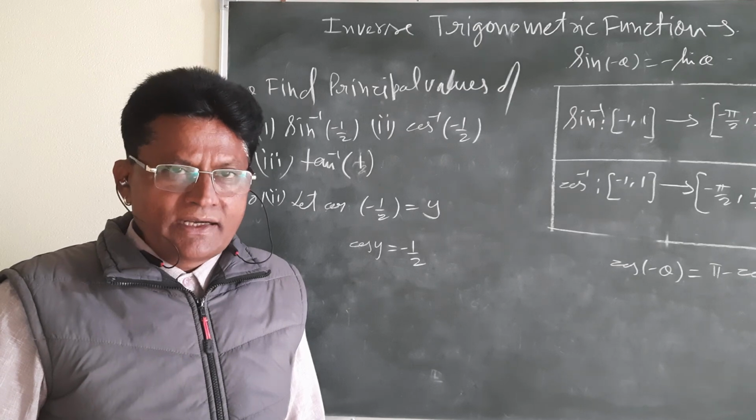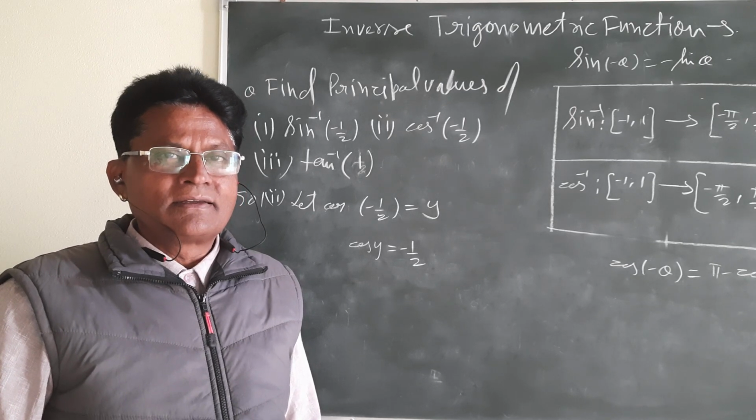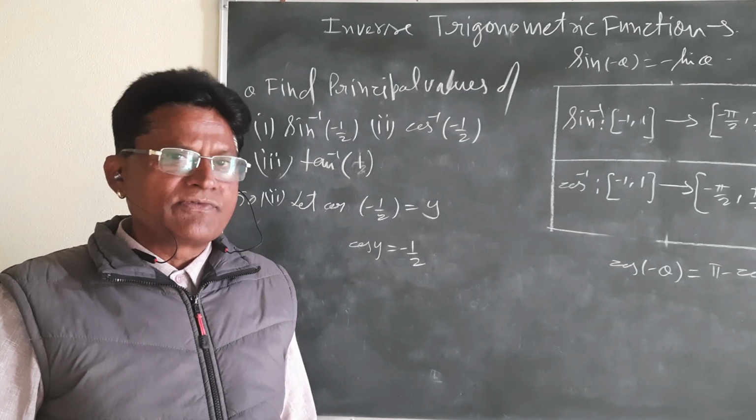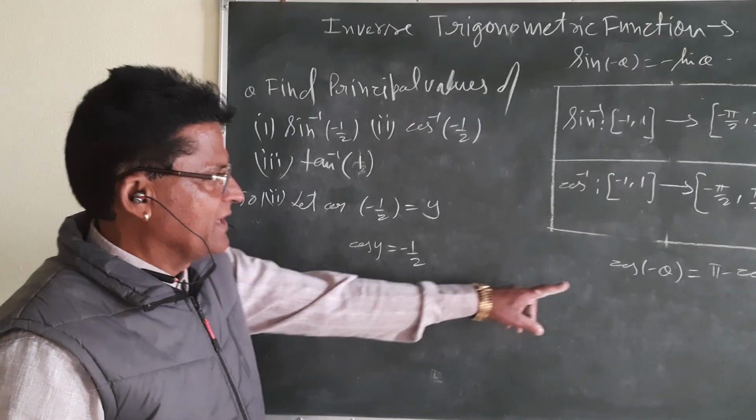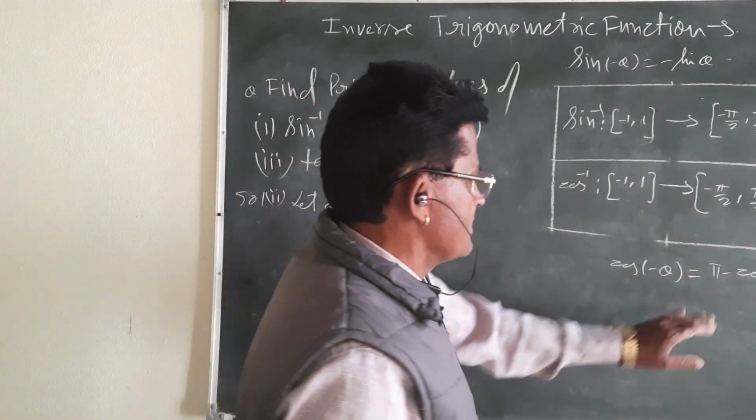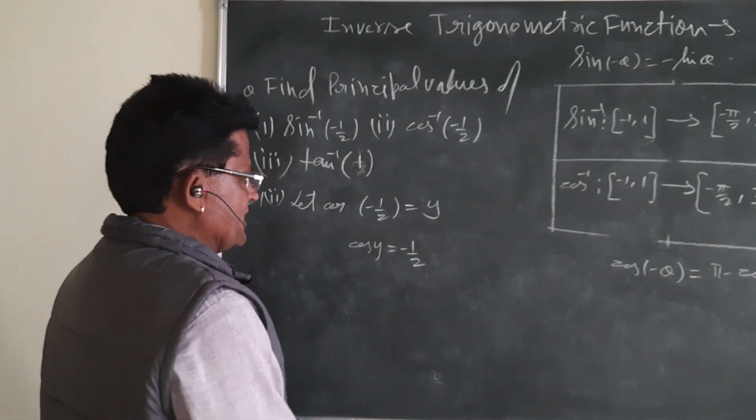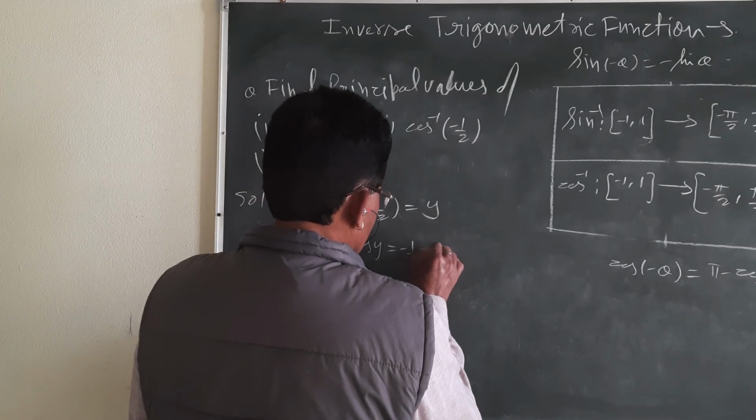In the fourth quadrant, cos and sec are positive, the rest will be negative. That is why we take this value. You must see this, otherwise it will be very difficult to find the solution of the question.